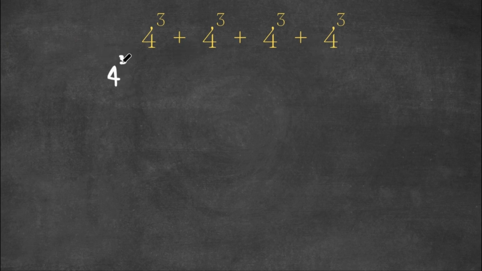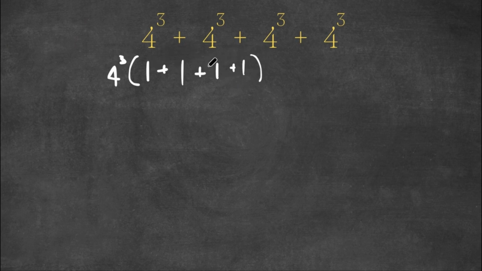So if I factor out 4 to the power of 3, I get 4 to the power of 3 times. Now 4 to the power of 3 divided by 4 to the power of 3 is simply 1, because anything divided by itself is 1. So same thing over here, 4 to the power of 3 divided by 4 to the power of 3 is 1. Same thing here, 1 and plus 1. So now we have 4 to the power of 3 times 1 plus 1 plus 1 plus 1.